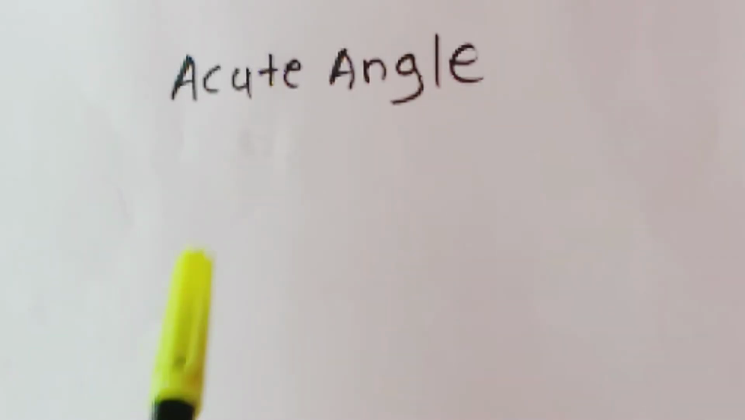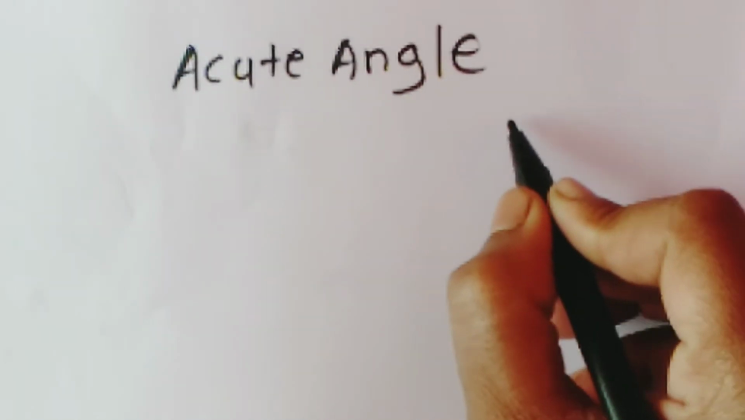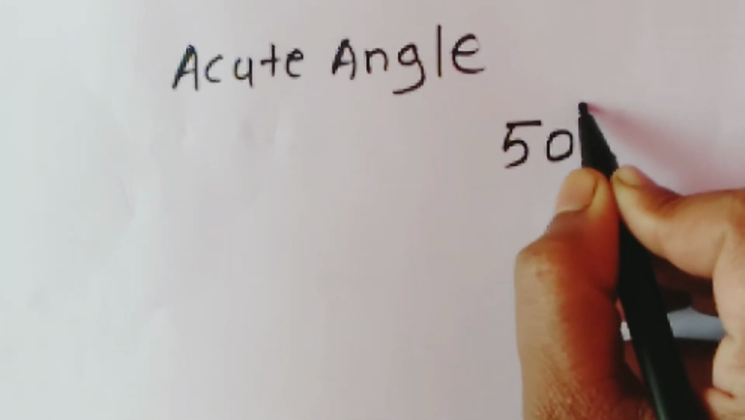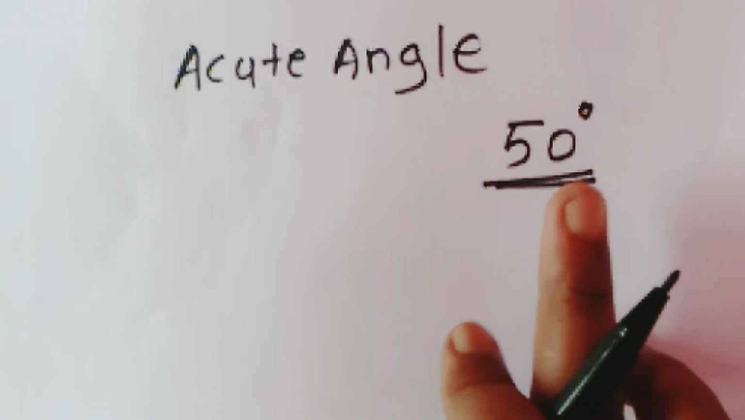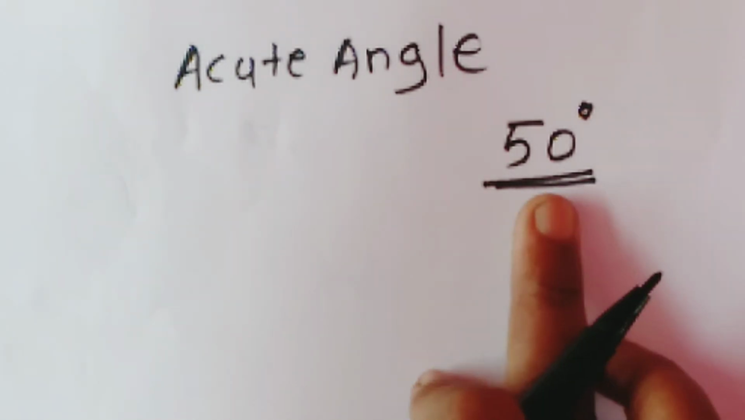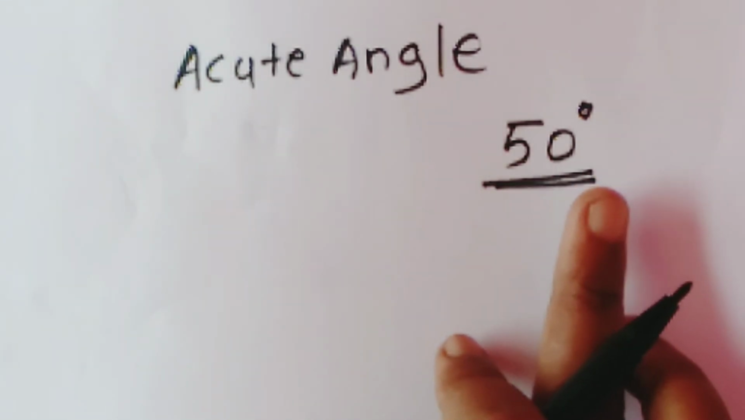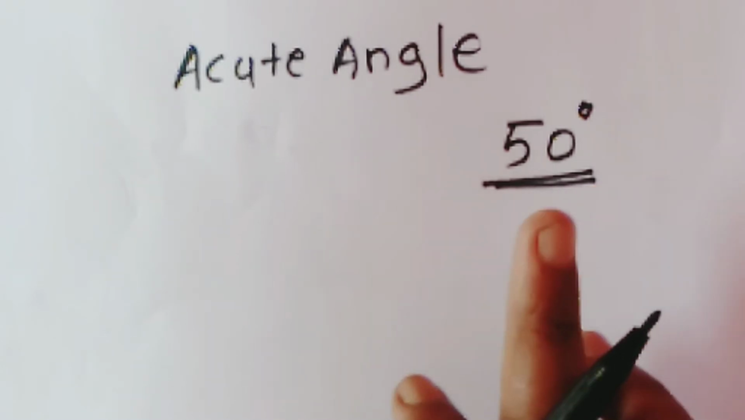So first we see the acute angle. What is meant by an acute angle? The angle which measures greater than 0 degrees but less than 90 degrees is called an acute angle. So students, suppose I take a measurement of 50 degrees. This 50 degrees is greater than 0 degrees but less than 90 degrees, so it is an acute angle. So we see how we can draw an acute angle.